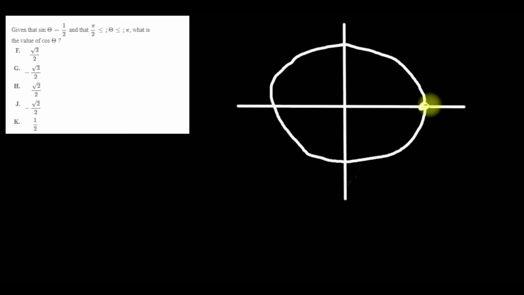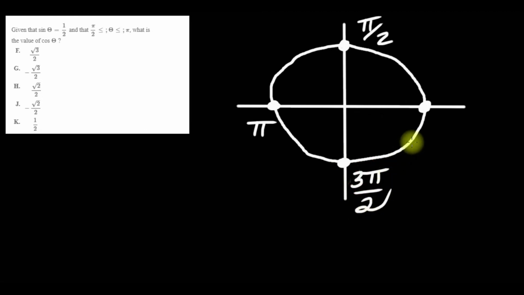Okay, so this is 0. This up here is pi over 2. And then if you go all the way up here, this would be pi. And then here would be 3 pi over 2. And then you go back to 2 pi. Now we want theta to be between pi over 2 and pi, so it's in this quadrant right here.